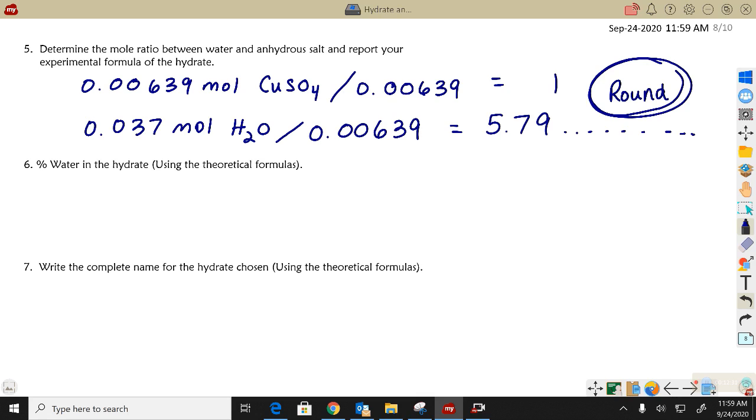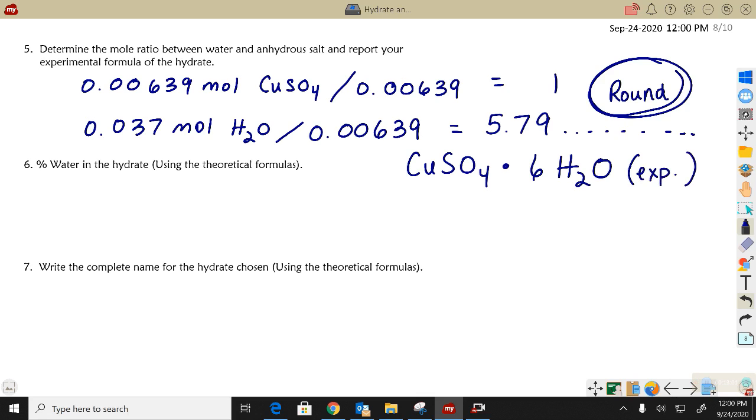Actually, the data's not awful. It's not going to be perfect because I must have made some kind of an error. So I'm going to report my formula then as CuSO4 dot, I'm going to round that to 6. And this would be called my experimental formula.